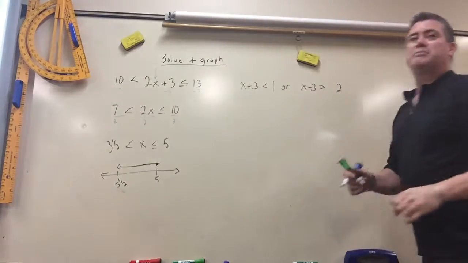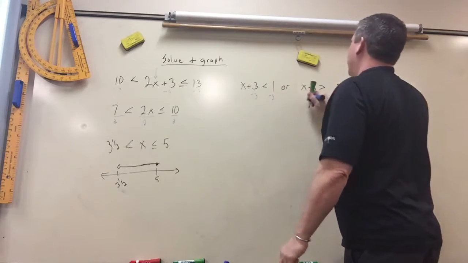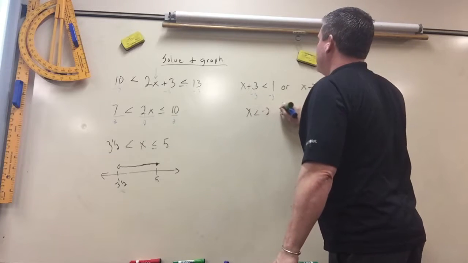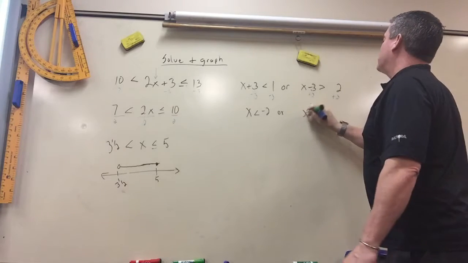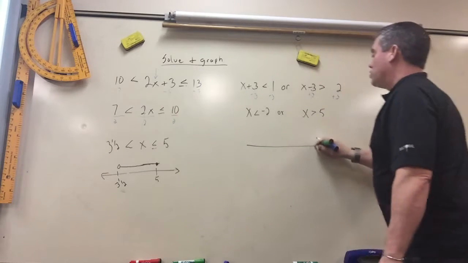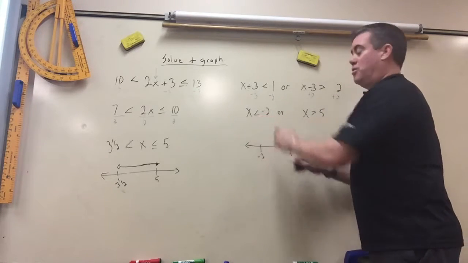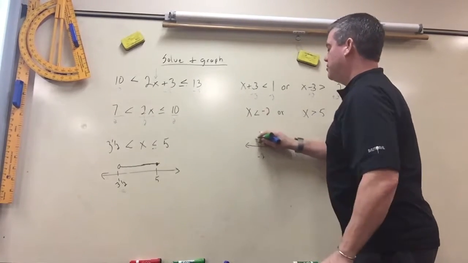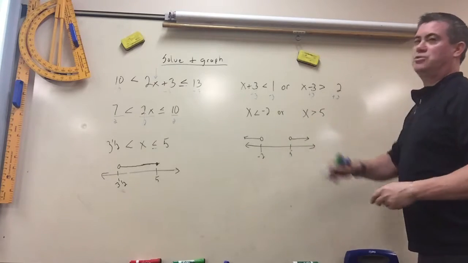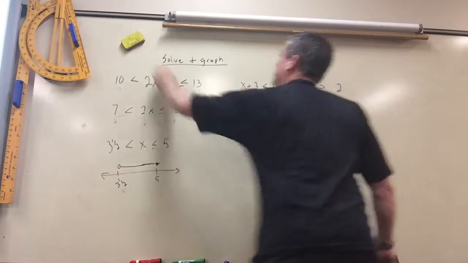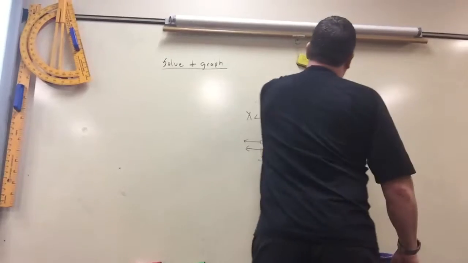When they're ors, they write them separately, so all you got to do is solve each one. Subtract 3, and you get x is less than -2, or we got to add 3, x is greater than 5. So when you graph that, I got -2 and 5. This is hollow. X is less than -2, so it's to the left. This one's hollow. X is greater than 5, so it's to the right. So that brings us to the absolute values.